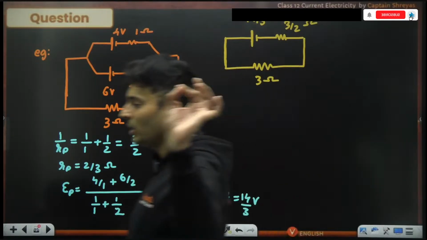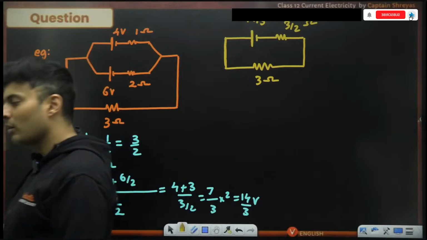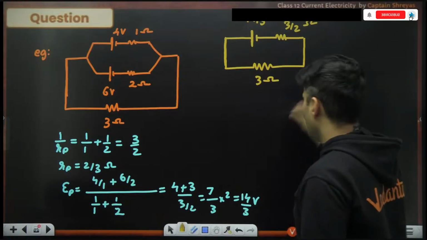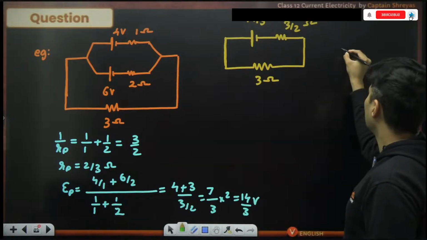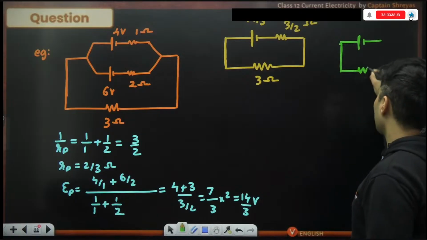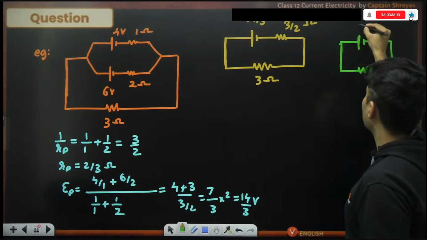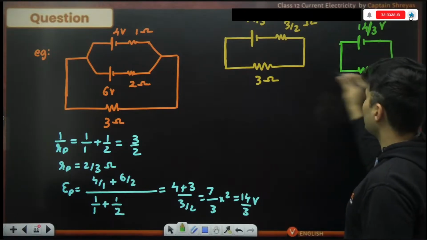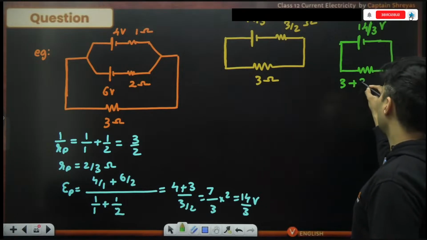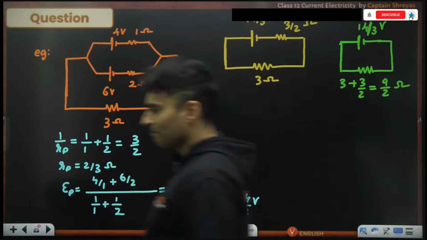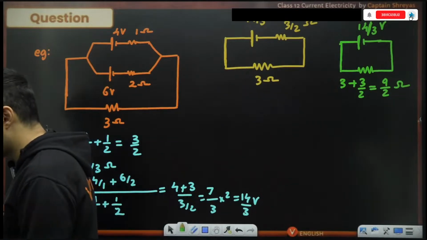So we have converted it into a simple circuit. Got it now? How to do these kind of questions? Now you can see this is actually a single battery and a single resistance. Now it looks solvable. So this is 14 by 3 volts, and the total resistance will be 3 plus 2 by 3, which is 11 by 3 ohms. Done and dusted.